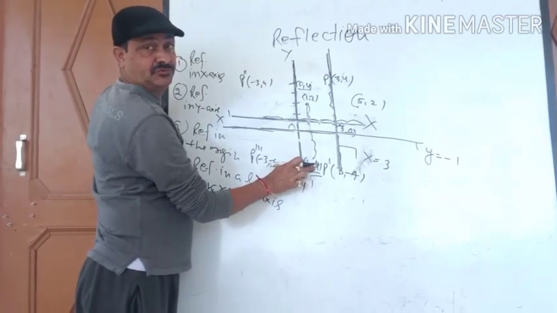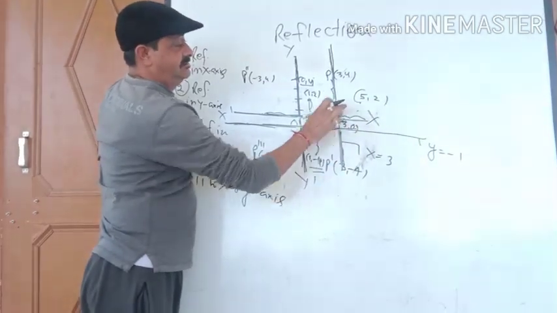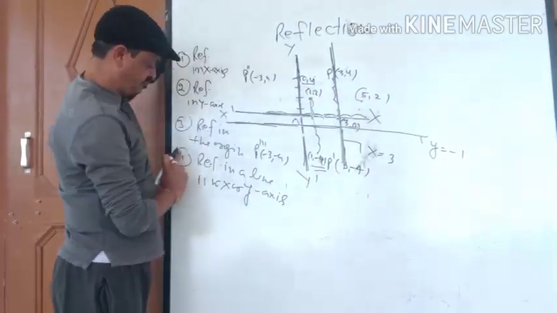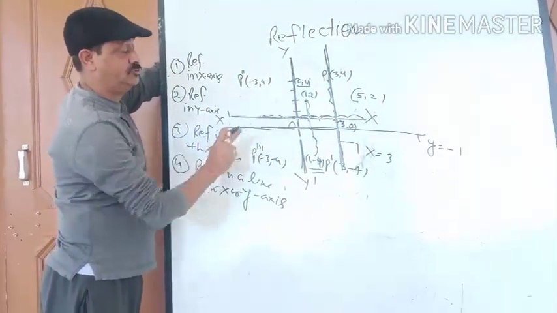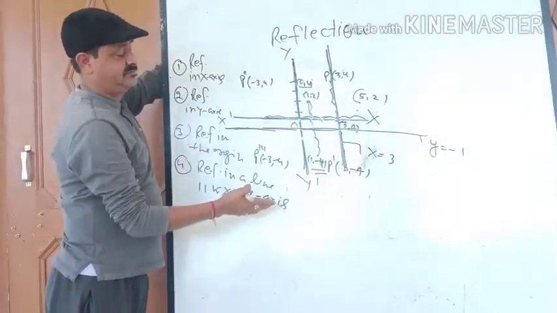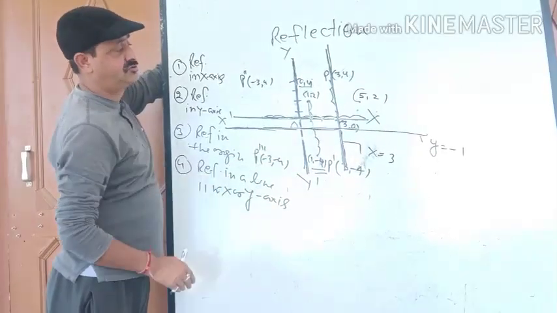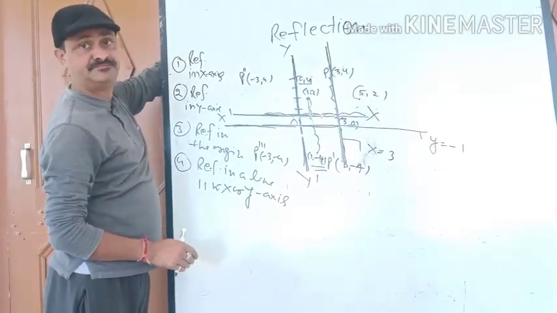So the image of that point 1, 2, when it gets reflected in the line y is equal to -1, will be 1, -4. So to understand this concept, the fourth one, there is a direct formula also, but it is better to use this procedure so that you can understand it well. Thank you very much.